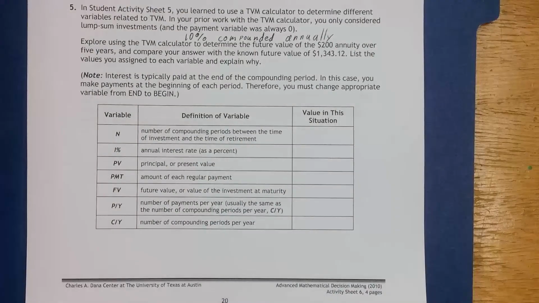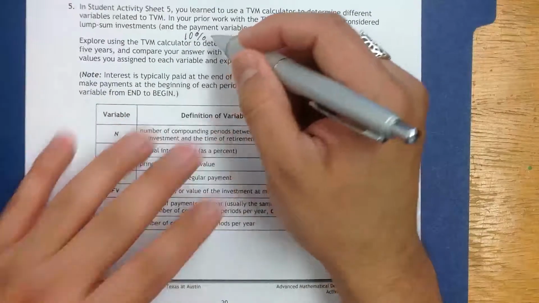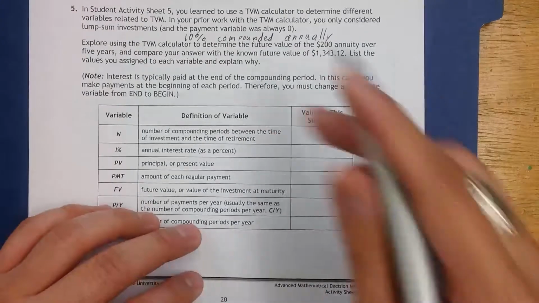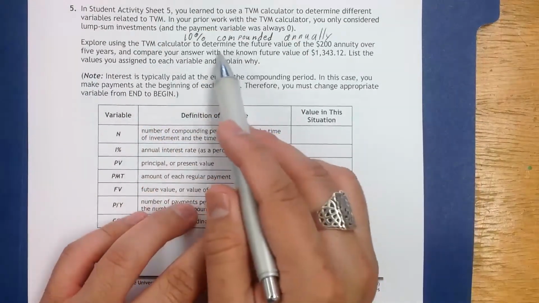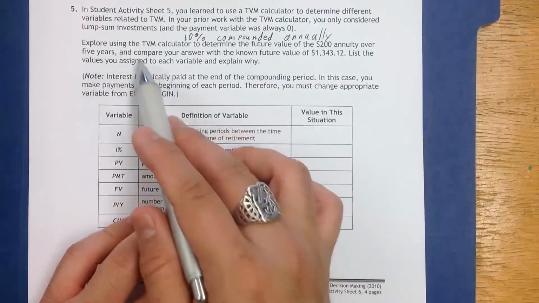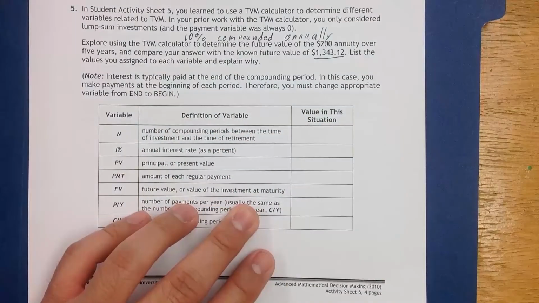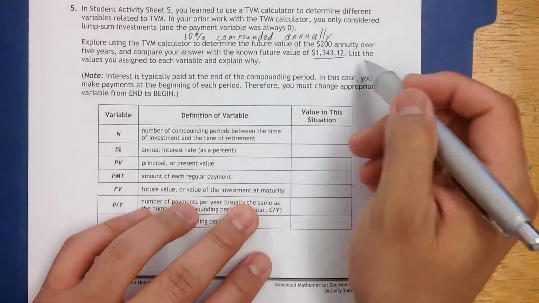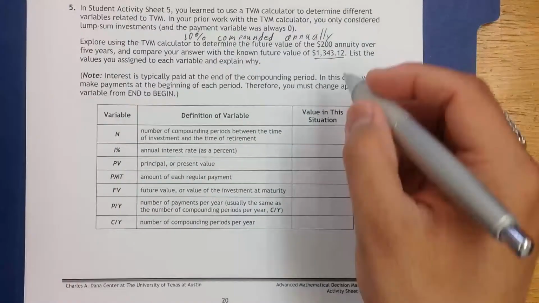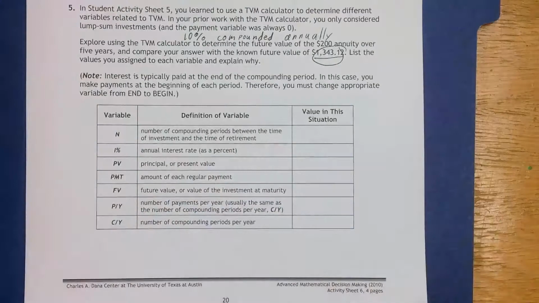So we're going to take a look at how to calculate an annuity using the TVM Calculator. So we already know that this uses 10% and it's annually, so we're going to use that in our calculations. And so we have number 5, explore the TVM Calculator to determine the future value of a $200 annuity over 5 years, and compare your answer to the known value, $1,343.12. So the number that we have here should be what we're going to have over here.